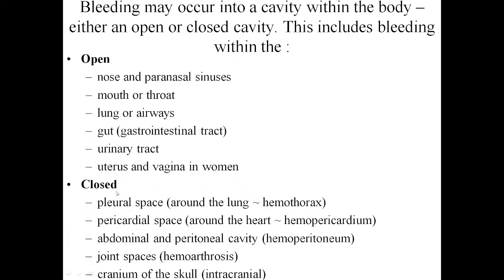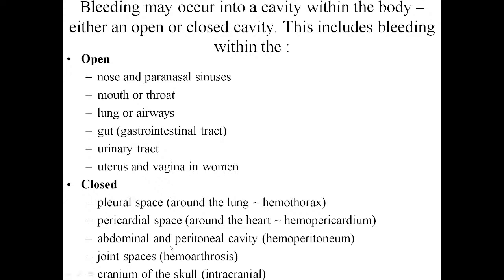And the next type is the space inside the body, the closed cavity, or closed space. For example, the pleural space and pleural cavity are around the lung, and this bleeding is called hemothorax. Bleeding inside the pleural cavity is called hemothorax. The pericardial space around the heart, and bleeding inside this cavity is called hemopericardium.